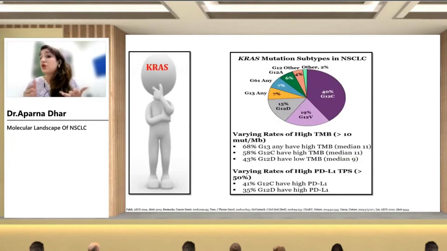KRAS, this is the most common mutation we see in our NSCLC cases. They constitute around 25 to 33% of cases, especially in the smoking cohort.